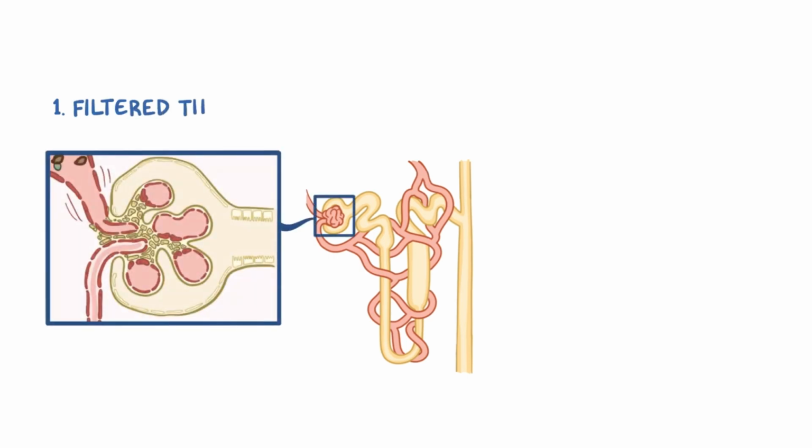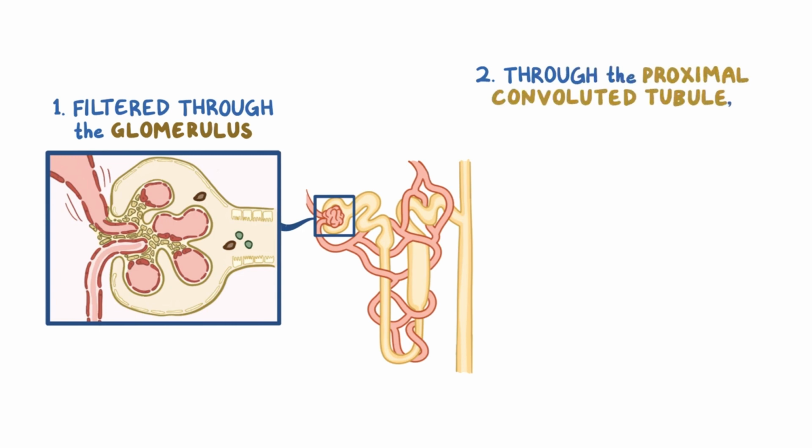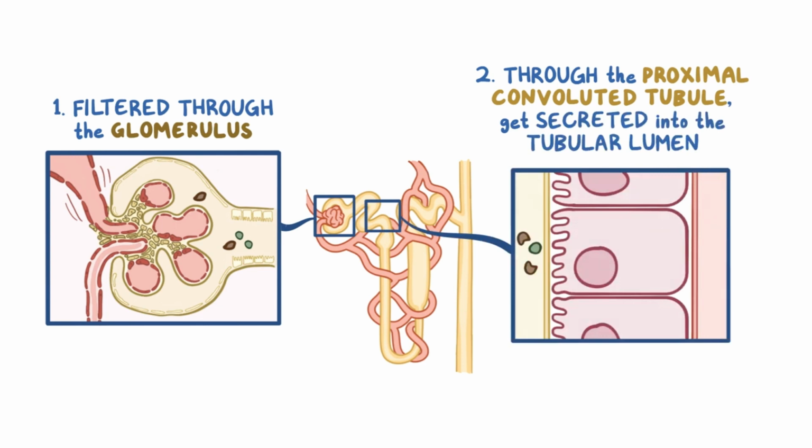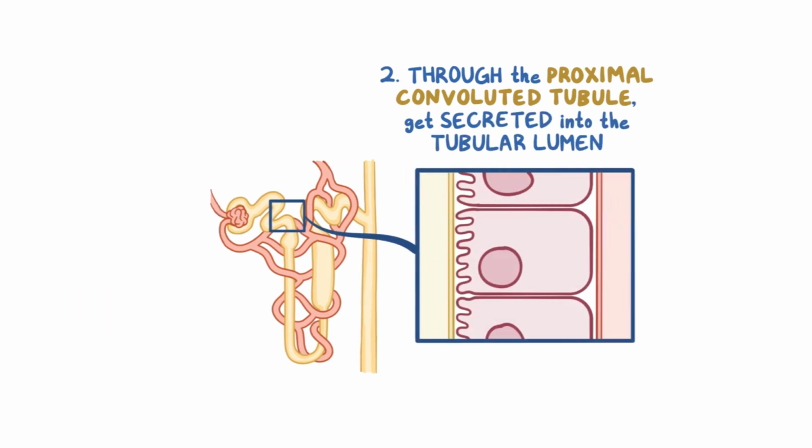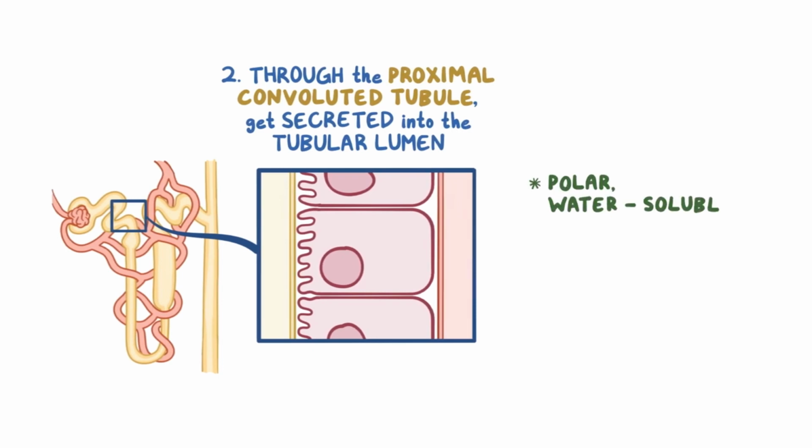First, certain medications in the circulation can be filtered out with the other metabolic wastes when the blood goes through the glomerulus. Second, as the filtrate makes its way through the proximal convoluted tubule, certain medications from the peritubular capillaries get secreted into the tubular lumen. For polar water-soluble medications, this is mainly done through active secretion, meaning that it requires specific carrier proteins on the basolateral membrane of the tubular cells, which use ATP for energy.